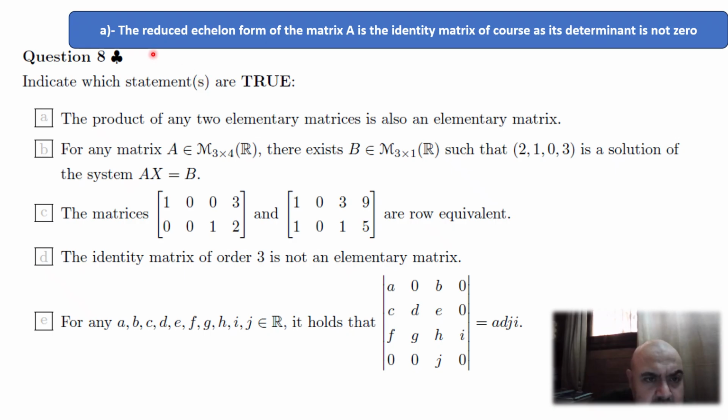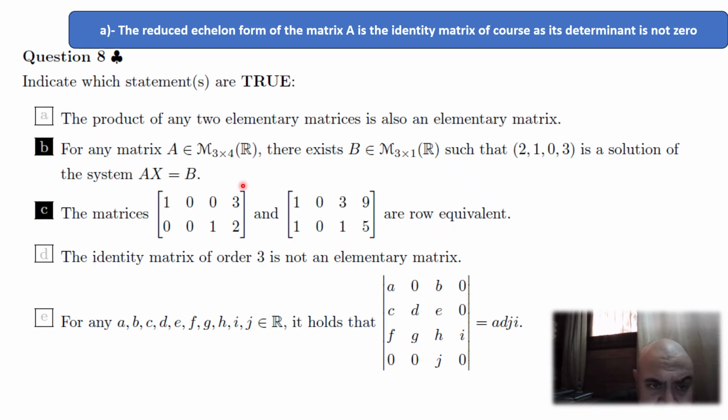He is giving you the reduced echelon form of the matrix A, the identity matrix, of course, and the determinant is not 0. I'm sorry, it seems like a copy from the previous slide. For B: for any matrix, there exists a B in R^3 such that (2, 1, 0, 3) is a solution of the system AX = B. Once more, remark that the matrix is M3 by 4, that means 3 rows and 4 columns.